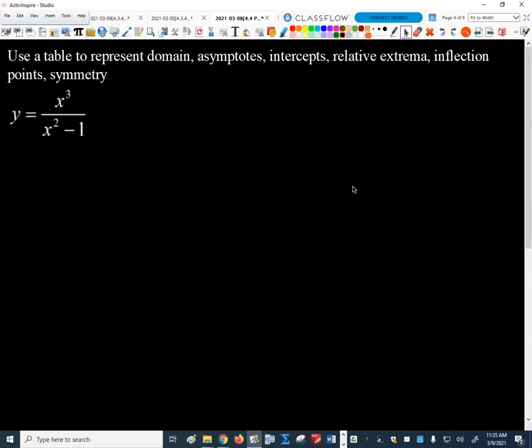We can do a lot of this. We can zip through this. We've already done functions similar to this. Would you agree that the symmetry on this one is going to be odd? Top is odd, bottom is even. So overall, it's going to be odd.